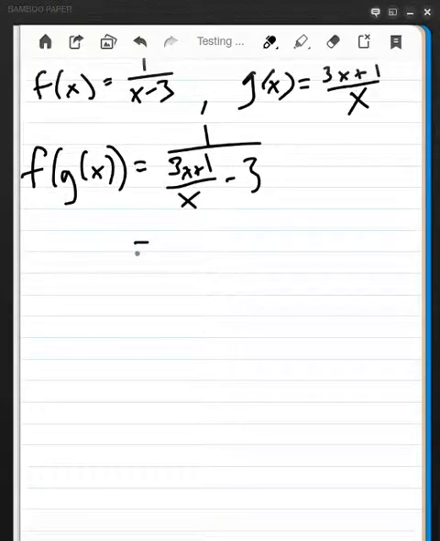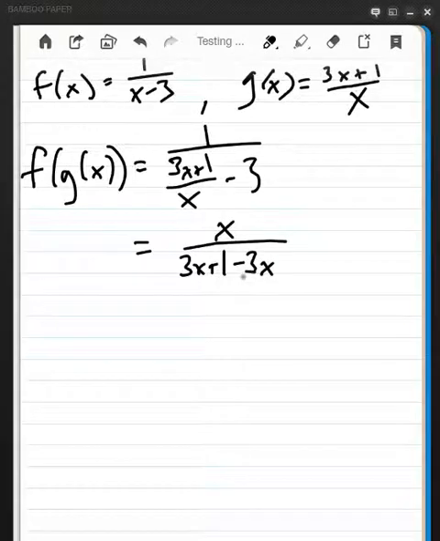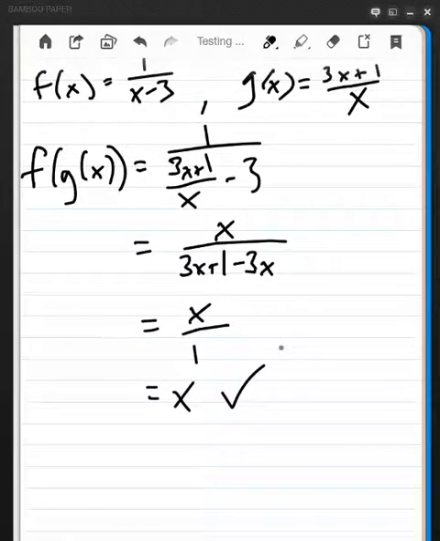So let's do that. Multiply every term in the numerator by x, we just end up getting 1x. Multiply every term in the denominator by x. This would just become 3x plus 1, and then this would become negative 3x. So when we simplify that, 3x and negative 3x is 0, so we end up with x over 1, which is equal to x. Hey, that's a good sign. Alright, now we have to compose it the other way.